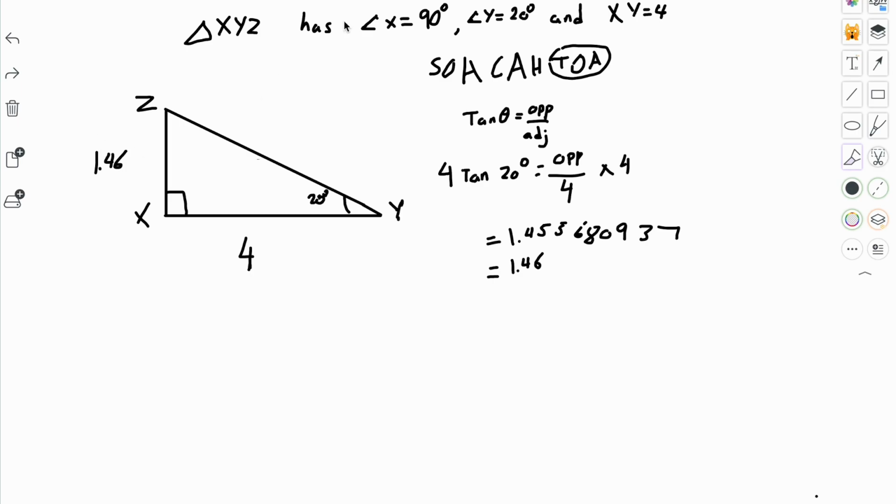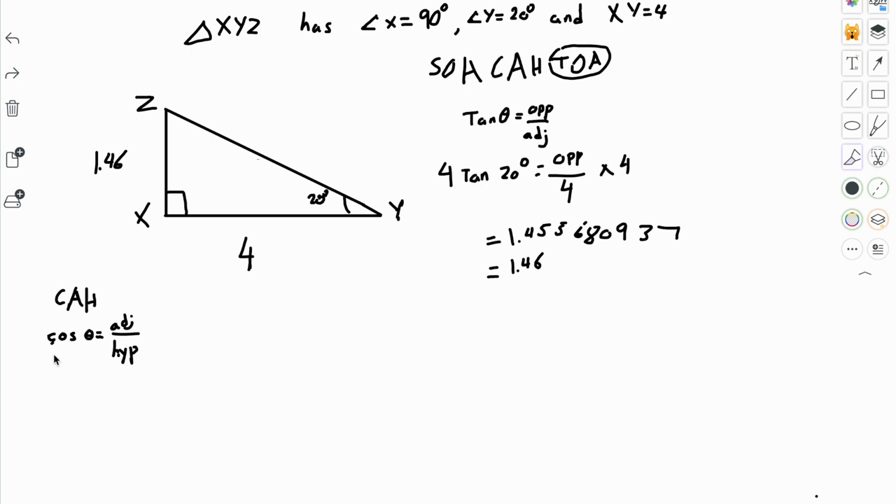We still need to find our hypotenuse. To make this more accurate, I would not use the opposite side to find the hypotenuse. So I would use cosine. This is CAH, so we're going to use CAH. So cosine theta equals adjacent over hypotenuse. So I'm just going to write that out.